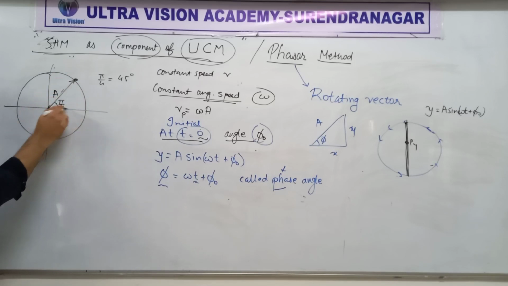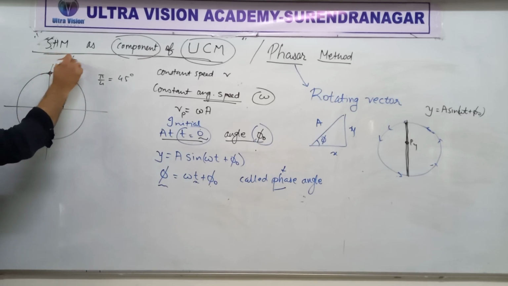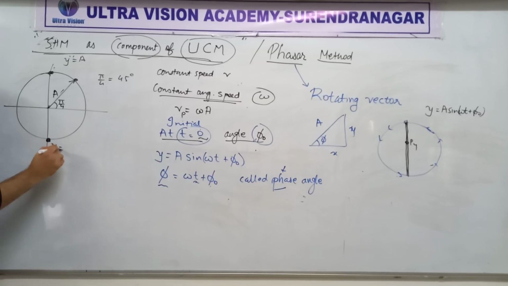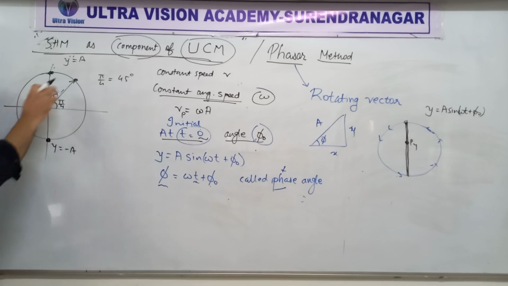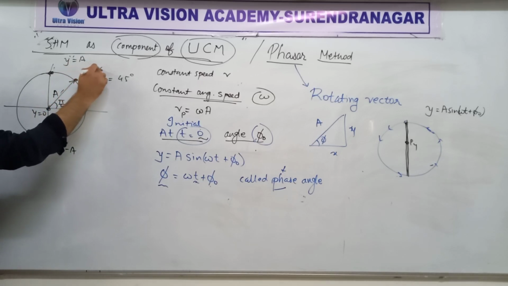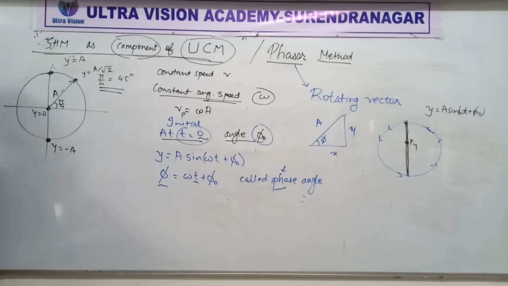It's not starting at y equal to a. Do you realize that this point is y equal to a, this point is y equal to minus a, this point is y equal to 0? So it's not starting at y equal to a, it's starting somewhere in between. In fact, it's starting at y equal to a by root 2, since sine pi by 4 is 1 by root 2. So now as this moves, this particle will go up and down.